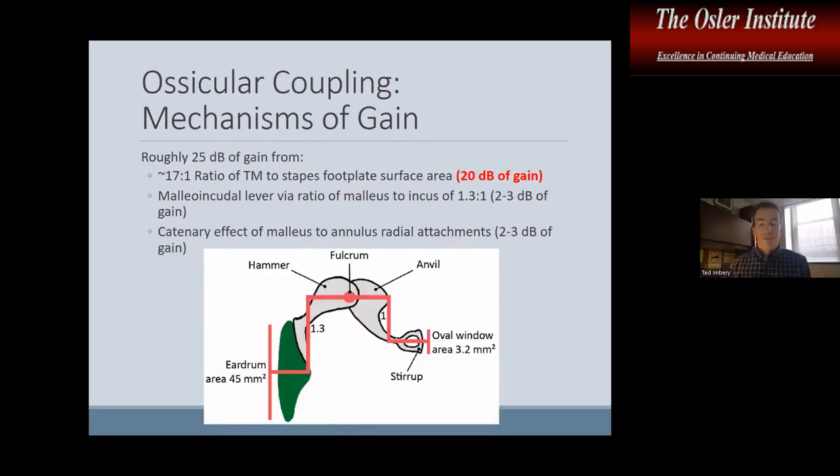So what are ways that we get increased gain into the inner ear? So we will have about 25 decibels of gain, and the vast majority of this comes from the area ratio of the tympanic membrane to the oval window, and that's approximately 17:1. And that provides about 20 decibels of gain, the vast majority of this. There's also the malleolo-incudal lever ratio, which is the length of the malleus versus the incus, about 1.3:1, and that provides a few additional decibels. And then there's the catenary effect of the malleus and some of the radial attachments of the drum, which is also a nominal few decibels.